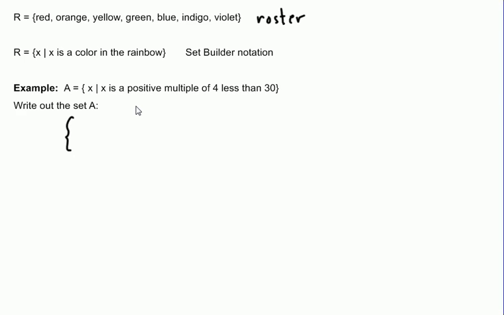But 0 is not a positive number. 0 is a multiple of 4, however. But because we're saying positive multiples of 4, we're going to start with 4, and then 8, and then 12, and then 16, and then 20, and then 24, and then 28, and then we stop. So if you're given this set builder notation, you should be able to write the elements of the set out, which will help you understand what this set builder notation means.